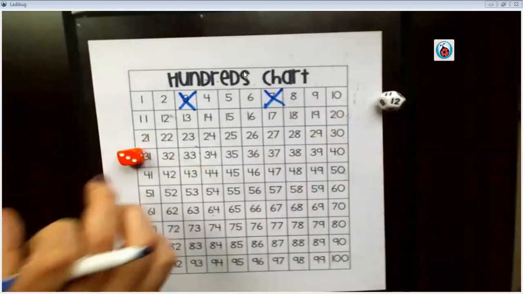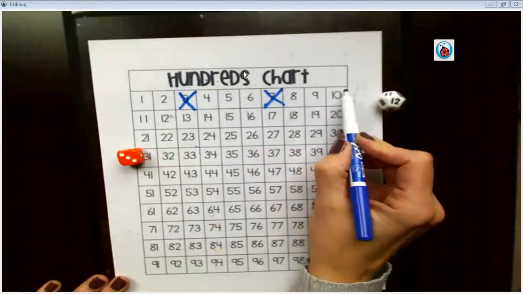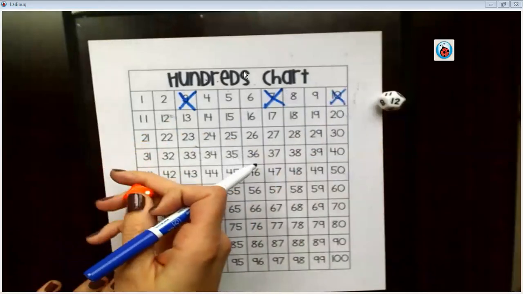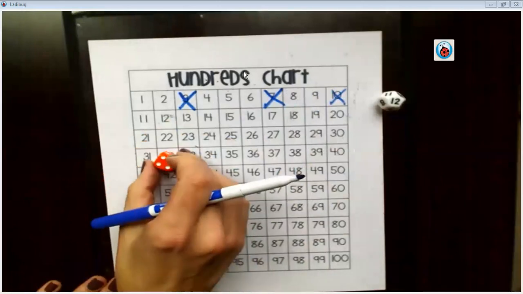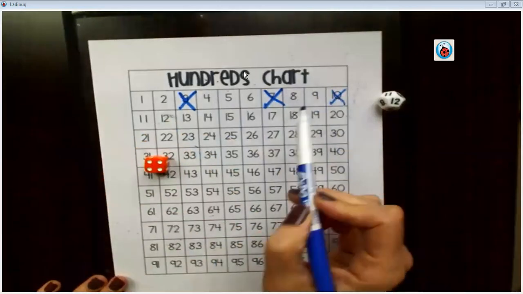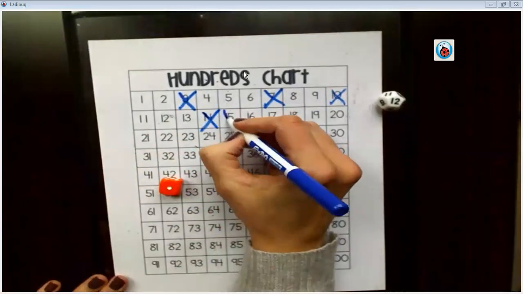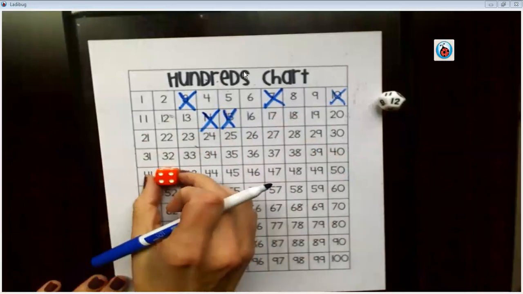Roll the die, add on. We're adding on 3. 7 plus 3. 1, 2, 3. We are at 10. The older your child, the chances are they're going to be better with their math facts. So maybe they don't need to add on by ones. They can go 10 plus 4 is 14. You're going to continue rolling until you get to 100.